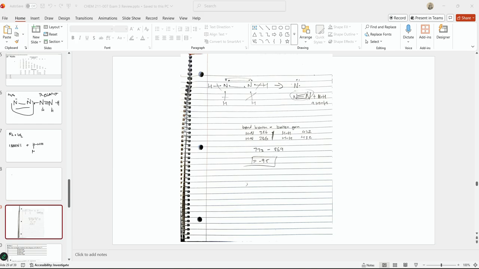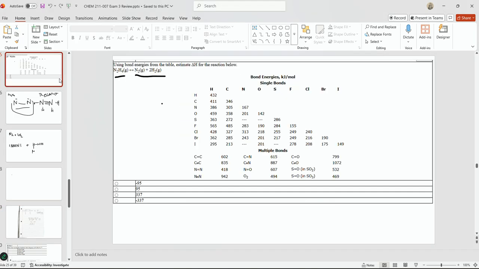Okay. Let's look at the answer choice. No. Okay, I did something wrong. I know the answer is 95, but where did I go wrong here? Bond broken. Oh, yeah, no, never mind. Okay, so there's only been one bond. Okay, I calculated it wrong.